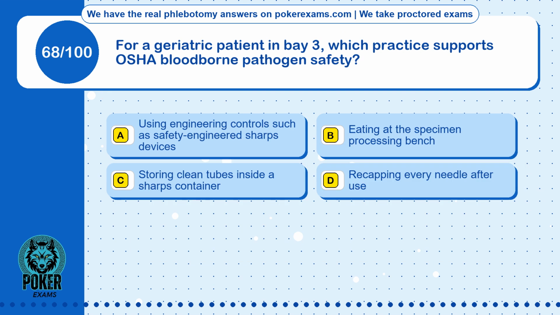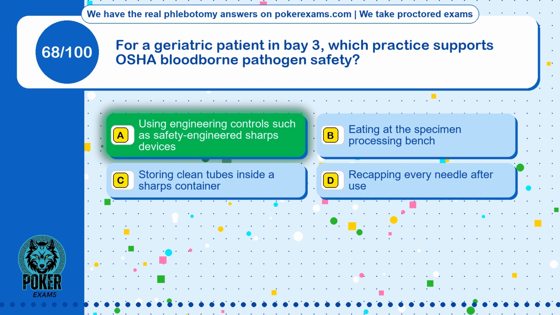Question 68. For a geriatric patient in Bay 3, which practice supports OSHA bloodborne pathogen safety? Option A. Using engineering controls such as safety-engineered sharps devices. Option B, eating at the specimen processing bench. Option C, storing clean tubes inside a sharps container. Option D, recapping every needle after use. The correct answer is option A. Using engineering controls such as safety-engineered sharps devices.